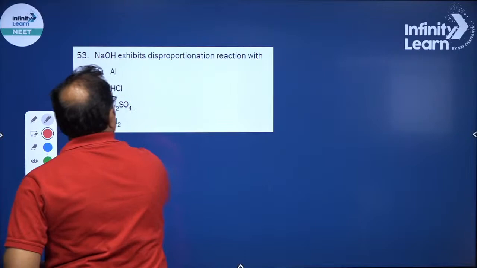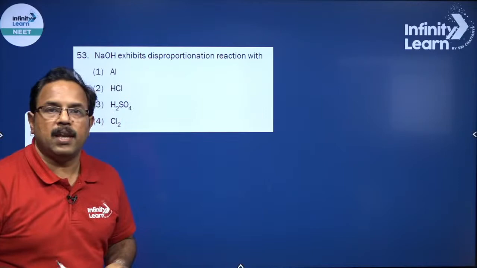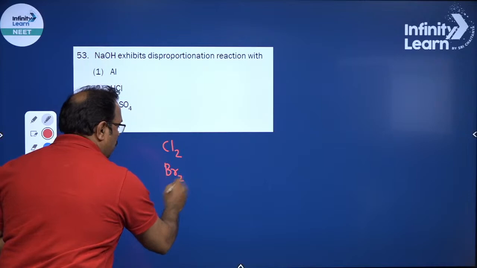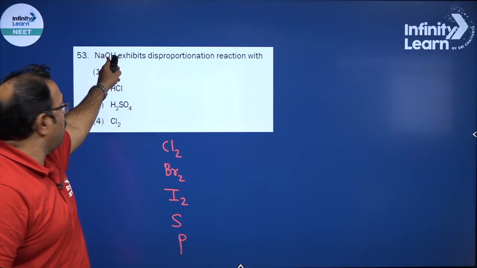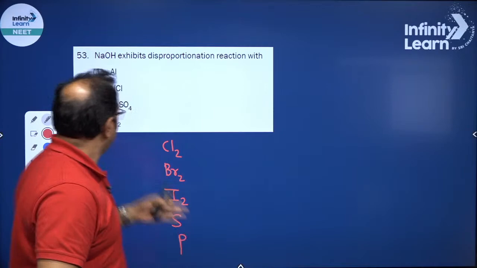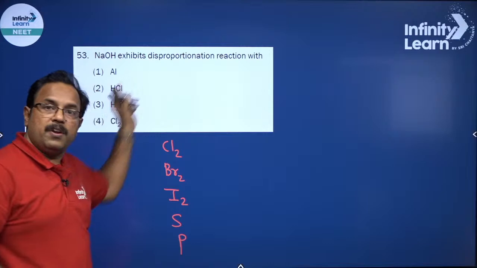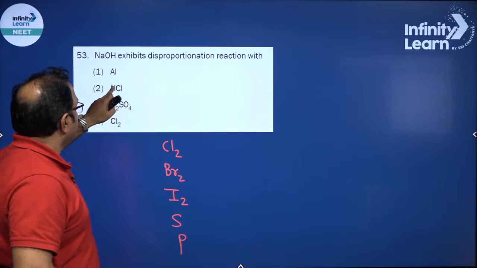NaOH exhibits disproportionation reaction. This is a general reaction, NaOH. It shows disproportionation with chlorine. It shows with bromine, it shows with iodine, it shows with sulfur, it shows with phosphorus. So in this list you have the chlorine. Aluminium with NaOH, it is a metal alkali reaction. Amphoteric metals, beryllium, aluminium, zinc, they are all known to react with alkalis. HCl with NaOH is a simple neutralization. H2SO4 with NaOH, simple neutralization. Even if you are not aware of chlorine reaction with NaOH, still you can answer this. Because you know amphoteric metal reaction with NaOH, HCl and H2SO4 is a mere neutralization reaction.